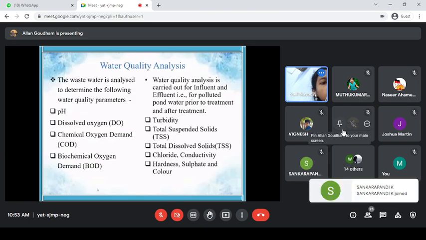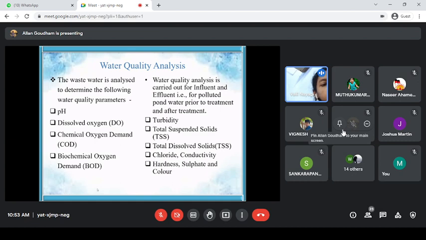And then water quality analysis: we included some tests on the wastewater like pH, dissolved oxygen, chemical oxygen demand, biochemical oxygen demand, turbidity, total suspended solids and total dissolved solids. And other water quality tests on the wastewater included chloride, conductivity, hardness, sulfate, and color.